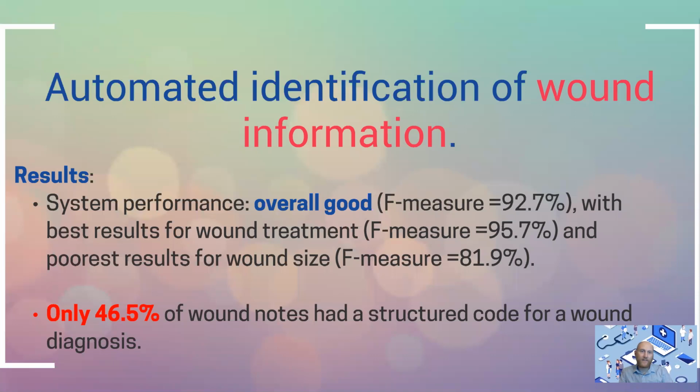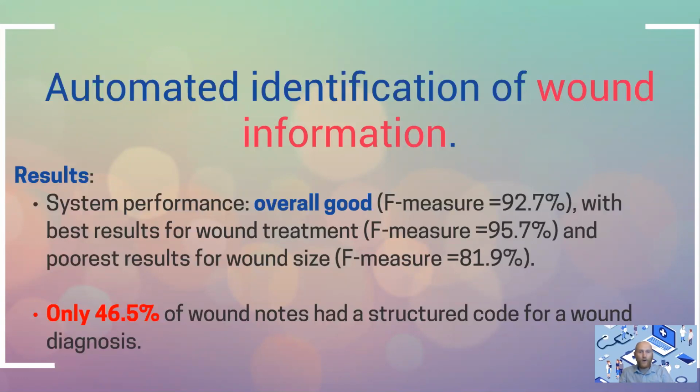So in terms of results, our system achieved good overall performance. The overall F measure was about 93%, so overall system accuracy, with best results for wound treatment, and poorest results for wound size descriptions. As I said, wound size descriptions varied so much between providers, it was hard to identify a common pattern.